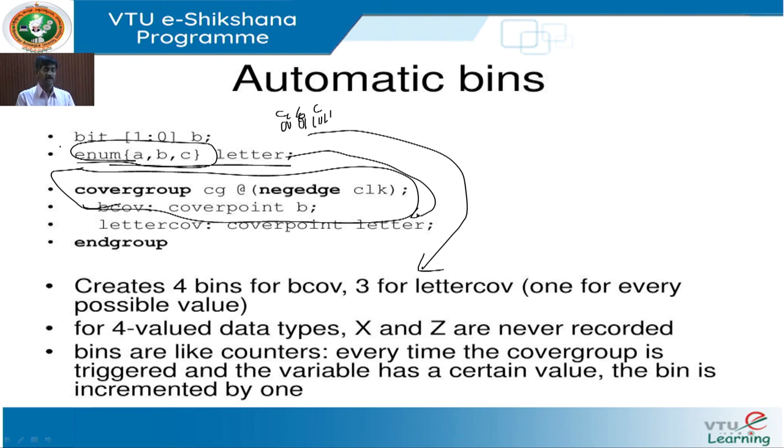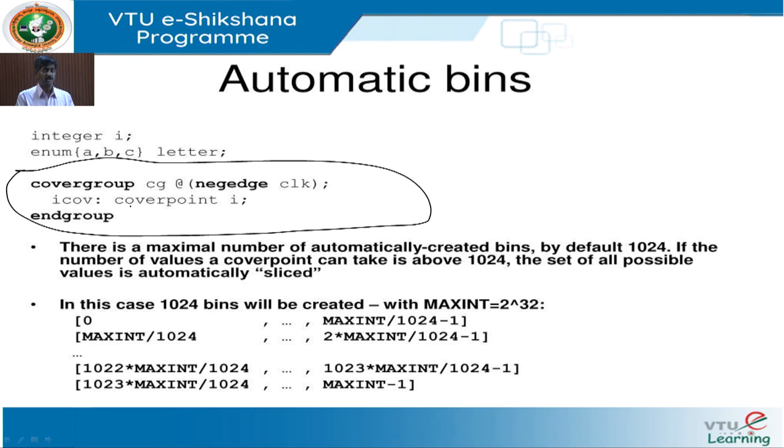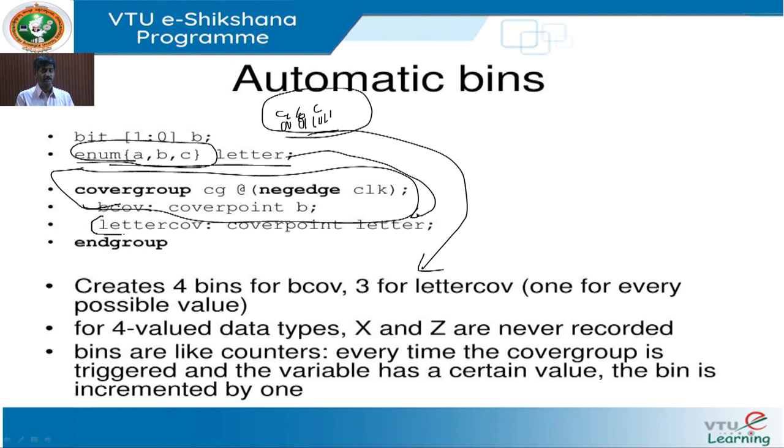As I am putting an enum as a 4-value data type, X and Z are never recorded here, because X and Z will be taken as outside the bin values, so that's why they are not considered. So bins are like counters. Every time the cover group is triggered and the variable has a certain value, the bin is incremented by 1. So it's automatically incremented by 1. So, automatic bin. If I don't declare the bin, it will automatically be considered; here I am declaring it, with a cover point for letter.